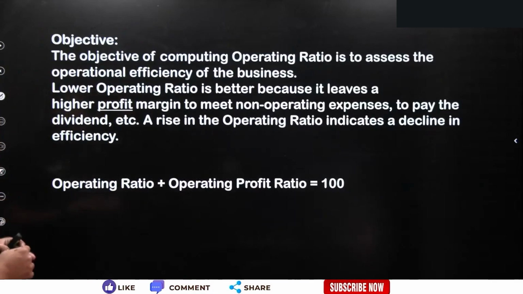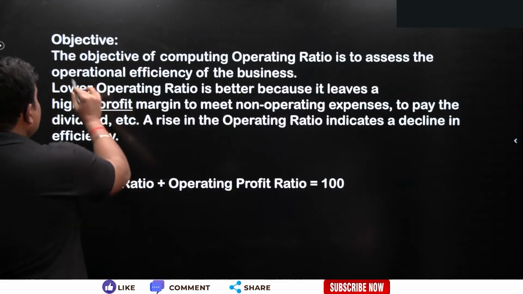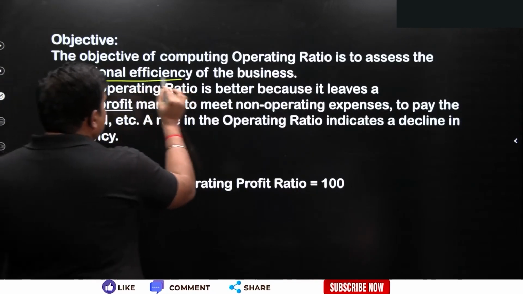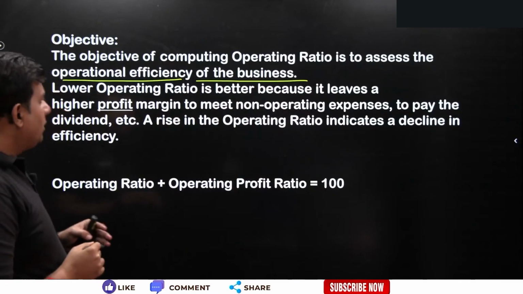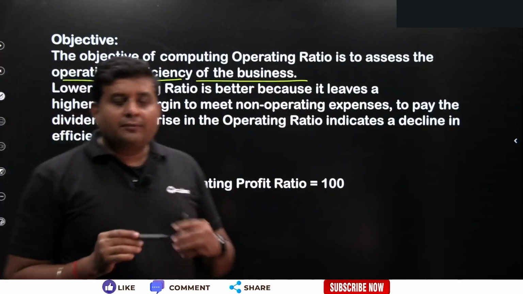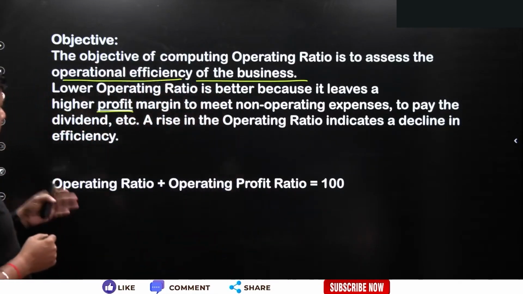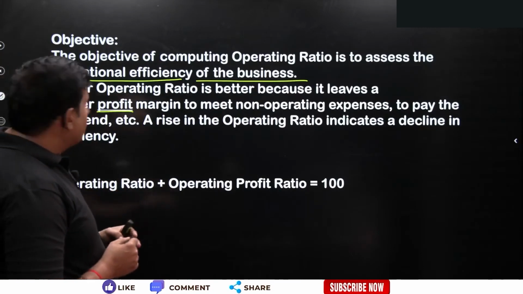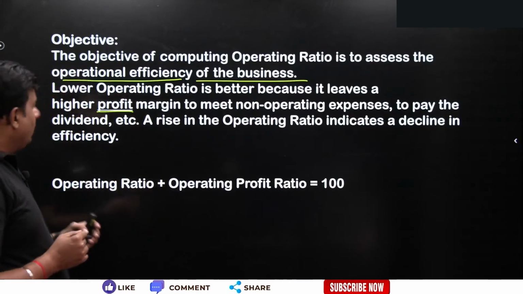Now what is the objective? The objective of computing the operating ratio is to assess the operational efficiency of the business. This is very important. Lower operating ratio is better because it leaves higher profit. If the operating cost is low, so definitely it will give you more profit, more benefit, to meet the non-operating expenses, to pay the dividend, etc.